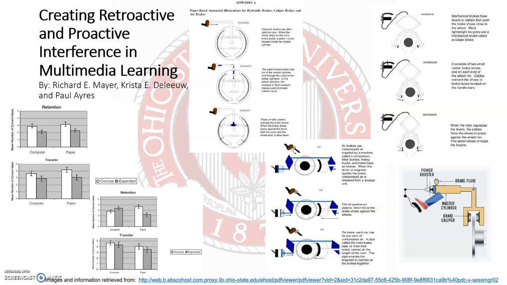Some students, the Concise group, received a well-designed multimedia lesson on how hydraulic brakes work in a car, whereas other students, the Expanded group, received the same lessons along with well-designed multimedia lessons on how caliper brakes work on a bicycle and how air brakes work on a train. They found that if the learner does not recognize how the added material is conceptually related to the target material, the added material can actually interfere with the construction of a mental model.